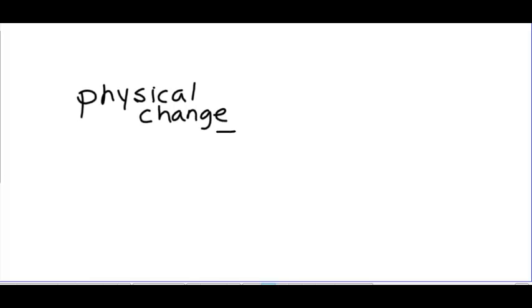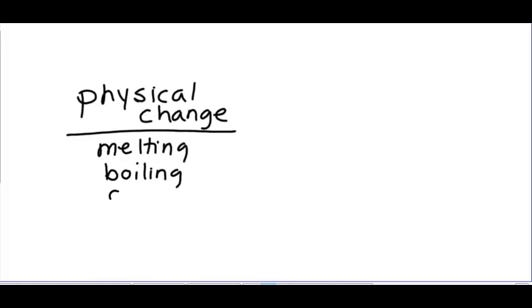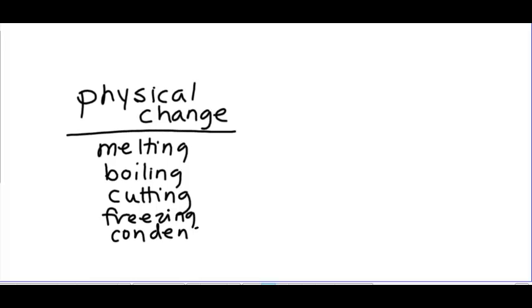okay? So some examples of physical changes, and you can write these down in your notes. Include melting, boiling, cutting, freezing, condensing. If you don't know what these words mean, we will talk about them in a later section. Dissolving. Those are all examples of physical changes. Mixing.